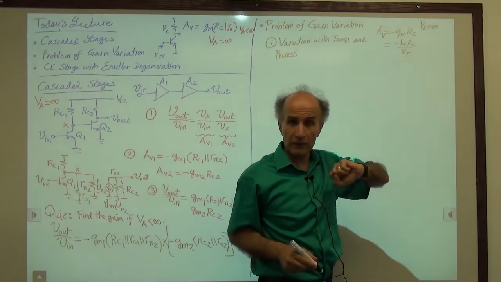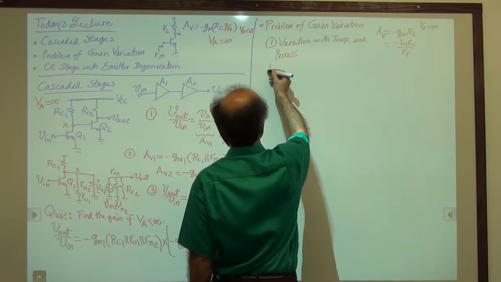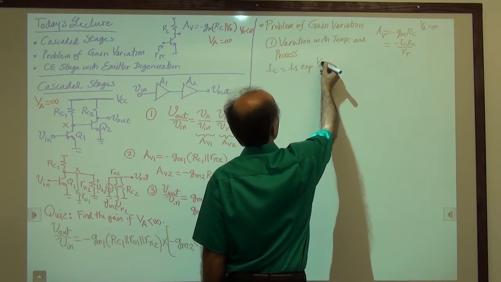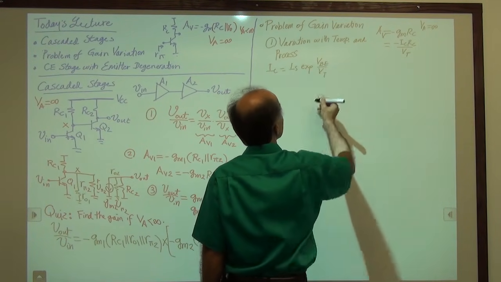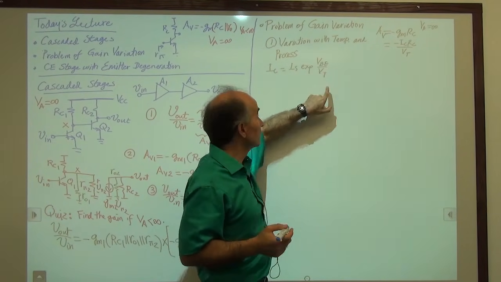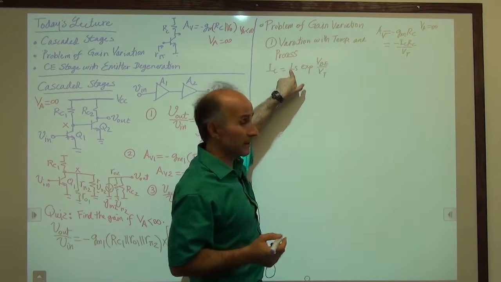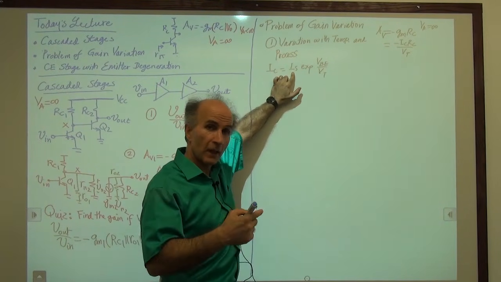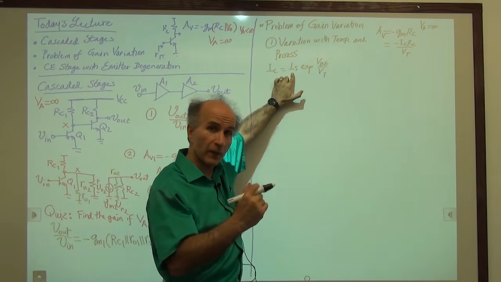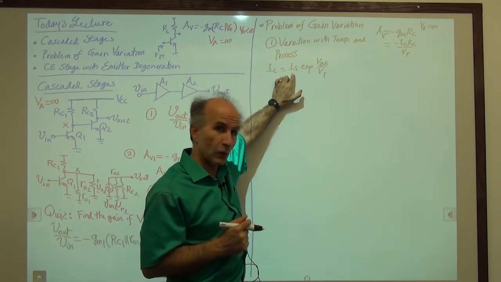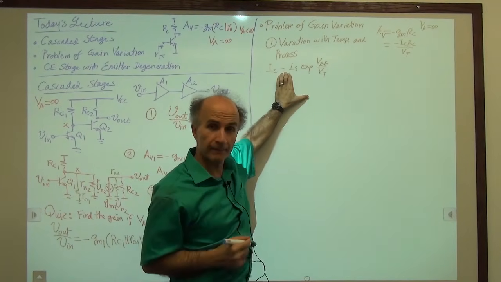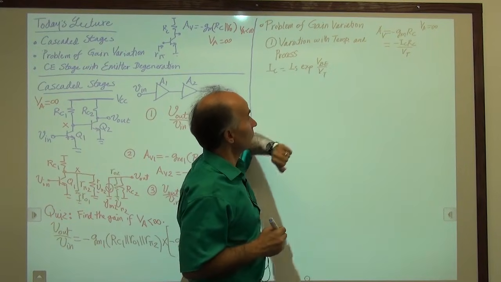IC, the collector current of the device, is given by IS exp of VBE over VT. So if VBE is constant, magically, then still VT is a function of temperature and IS is a function of temperature. If you remember, IS was proportional to the junction area. It was also proportional to ni squared, and ni squared itself is a function of temperature. So IC varies with temperature. You go to Helsinki, you go to Saudi Arabia, the gain changes. That's what we call temperature variation.